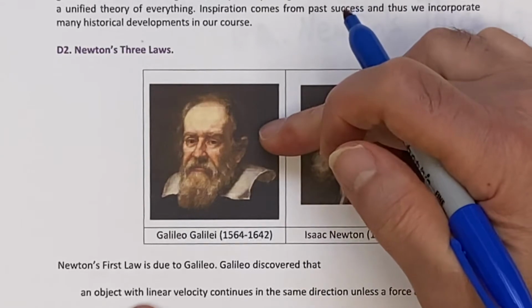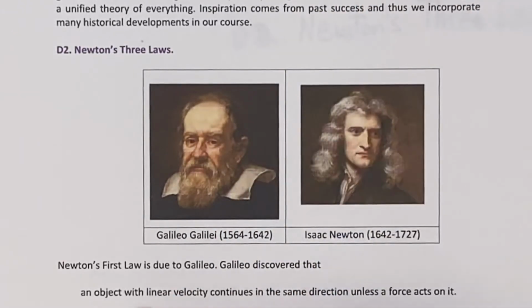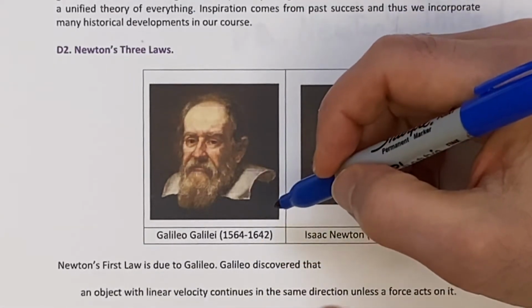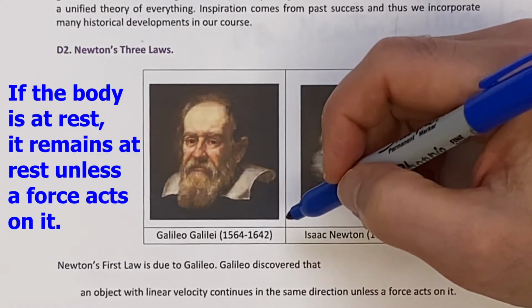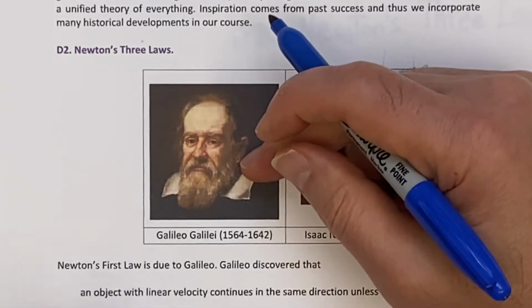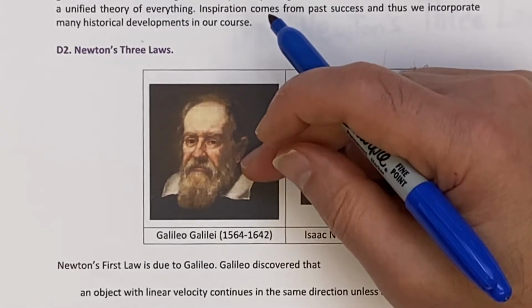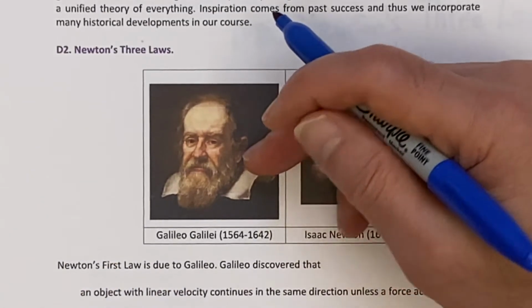Galileo observed that an object with linear velocity, traveling in a straight line, continues in the same direction unless a force acts on it. Before that time, they thought that you had to have some force to keep something moving. You can see why they made that conclusion, because everything on Earth seems to come to a stop, eventually. And that's because of frictional forces.